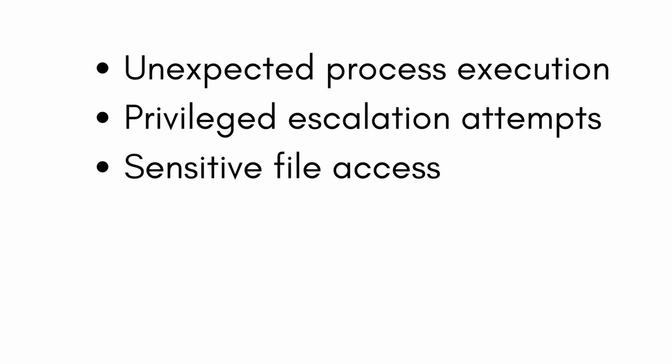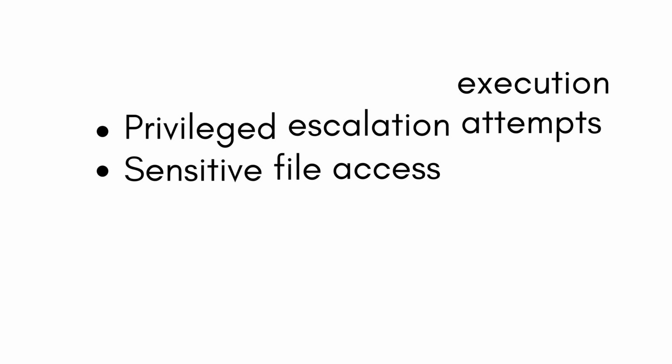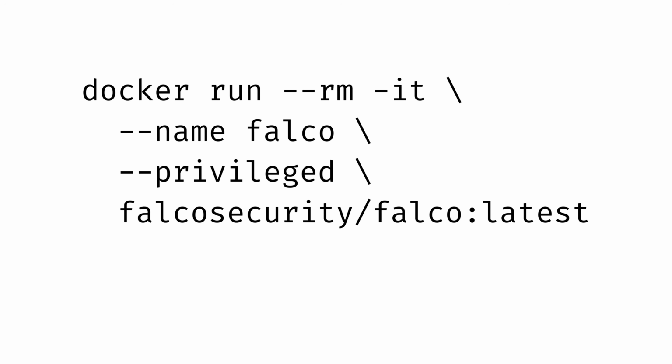Unexpected process execution, bash in a container, privilege escalation attempts, sensitive file access like /etc/shadow. Falco applies rule-based alerts and integrates with Slack, Prometheus, or SIEM tools for real-time incident response. Pro tip: pair Falco with OPA, Open Policy Agent, for policy enforcement and Kubernetes audit logs for complete visibility.